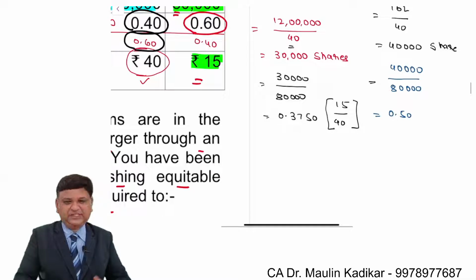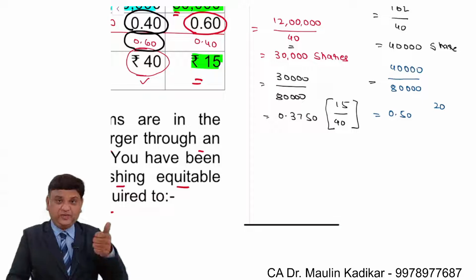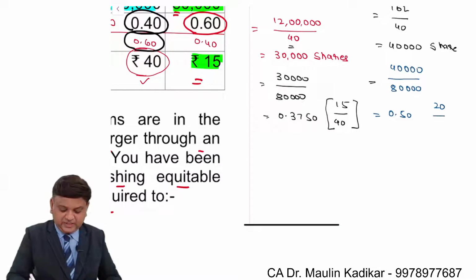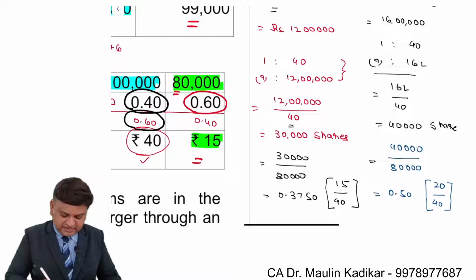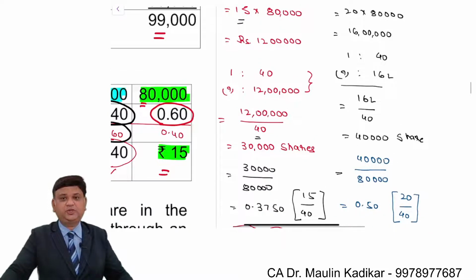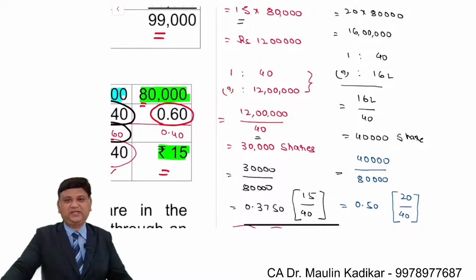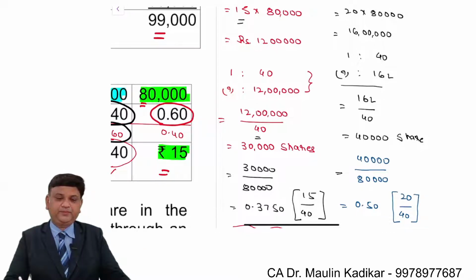Again the simple working is there. We can afford to pay 20 rupees per share for their one share. My equity share has a market price of 40. So 20 upon 40 is 0.5. It means that we understand 0.375 to 0.5 is the range in which the exchange ratio is going to fall. So the justifiable equity share exchange ratio is between 0.375 and 0.5.